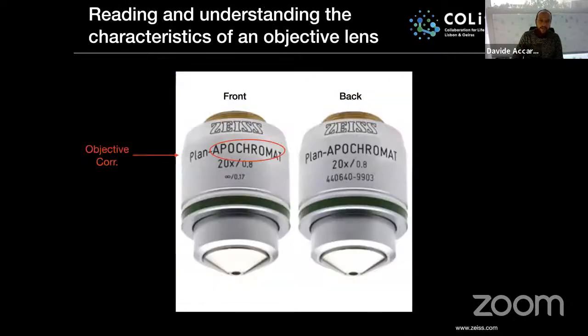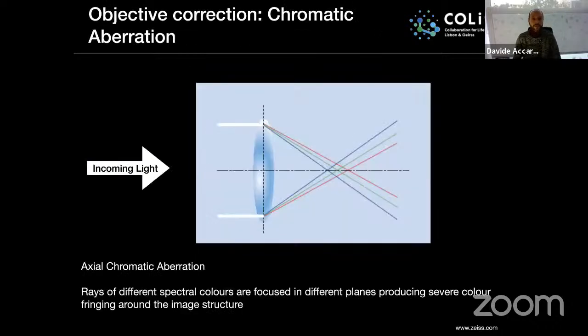Okay. Then if we move to apochromat, the second part of this line, it refers to the correction of two main aberrations. These two main aberrations are chromatic aberration and spherical aberration. Before going into the meaning of apochromat specifically, let's have a look at what chromatic and spherical aberration are and what they mean for our images. So, this scheme refers to chromatic aberration.